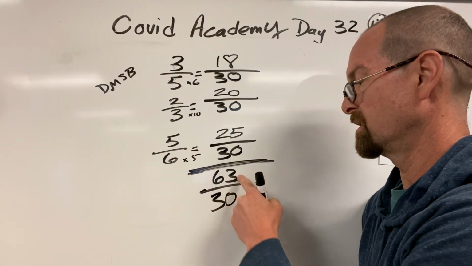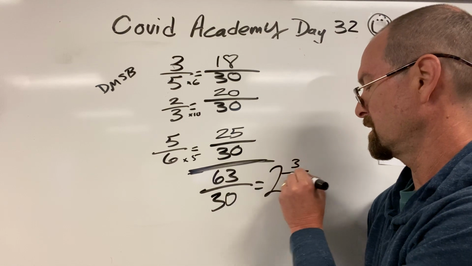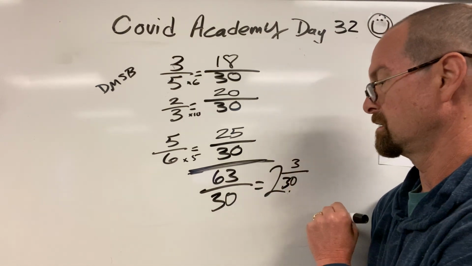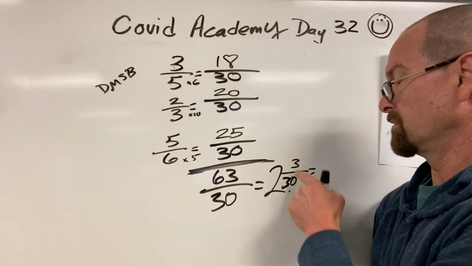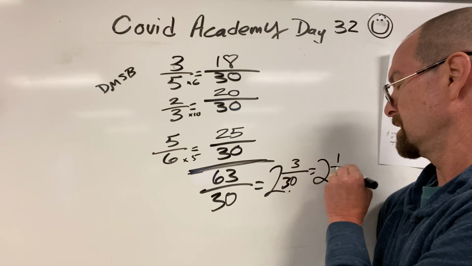How many 30s fit into 63? 2. How many are left over? 3/30ths. Best answer would be to divide each of these by 3, so you get 2 and 1/10.